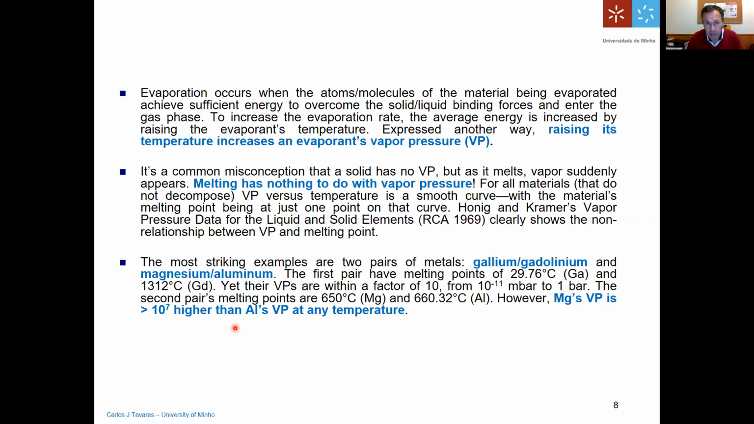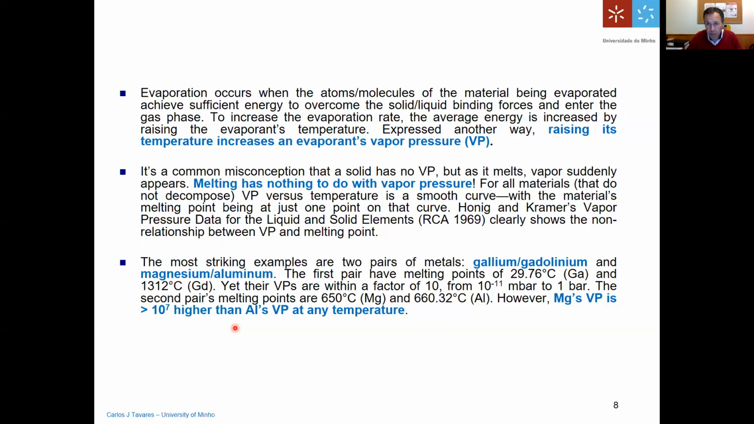Evaporation occurs when atoms or molecules of the material being evaporated achieve sufficient energy to overcome the solid-liquid binding forces and enter the gas phase. So to increase the evaporation rate, the average energy is increased by raising the evaporant's temperature. That's why, for example, if you use a crucible which is thermally heated, you have to increase the current that passes through the filament, or you have perhaps to increase the current of the electrons from the electron beam that impinges on the crucible.